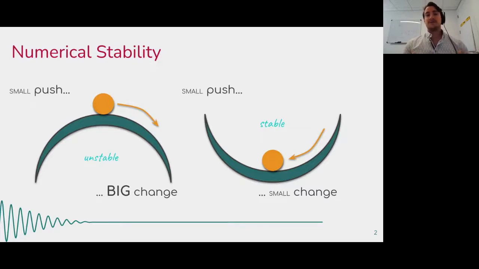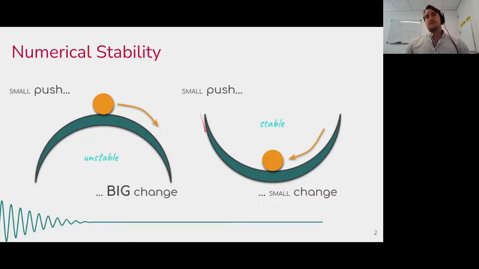By numerical stability, essentially I mean something that some of you may be familiar with as conditioning. It's basically the sensitivity to small changes that a system demonstrates. So if you have a system that's highly unstable, you'll have something maybe like this arch right here. And when you push the ball in a tiny bit, in small amount in one direction, it'll end up rolling off and you'll have a big change in your result. This is, again, considered unstable.